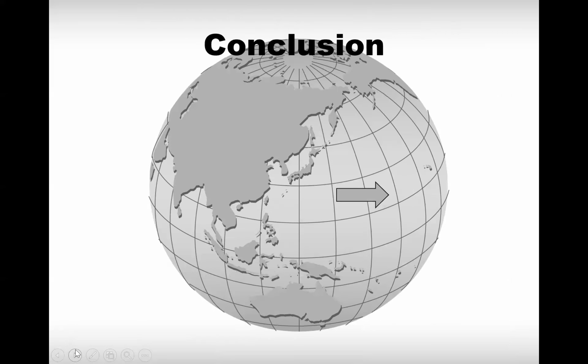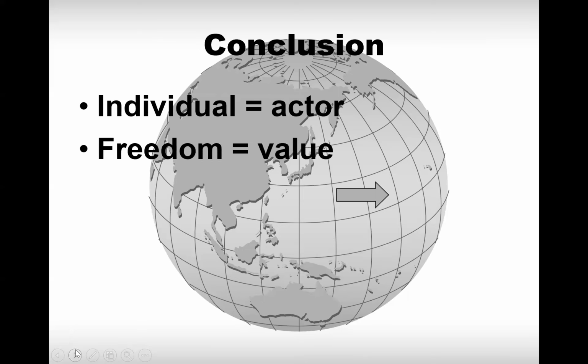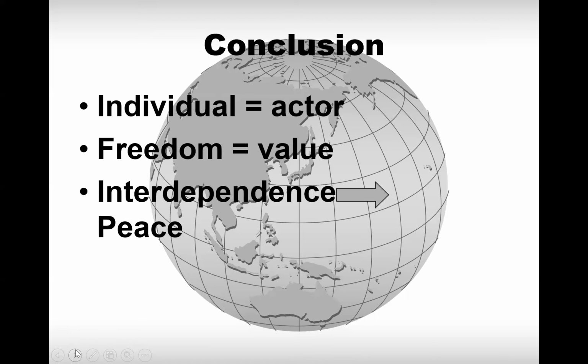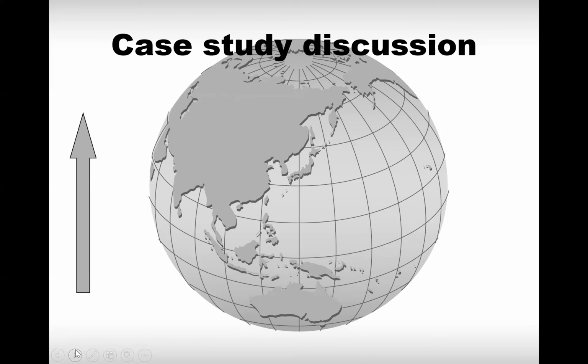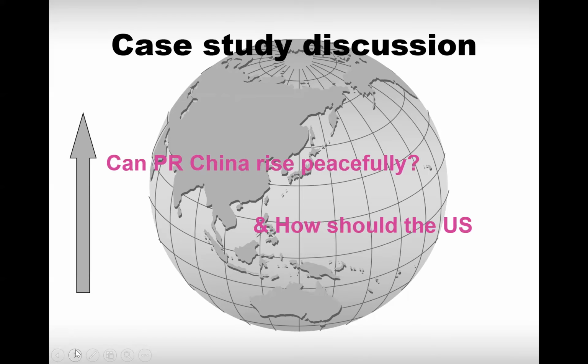So in conclusion, what do all these different views of liberalism share in common? Well, aside from a belief in liberty, they believe that the individual is the main actor in international relations, that freedom is the basic value, and that interdependence, being mutually dependent upon one another, would lead to peace.